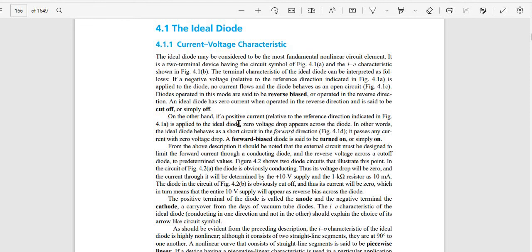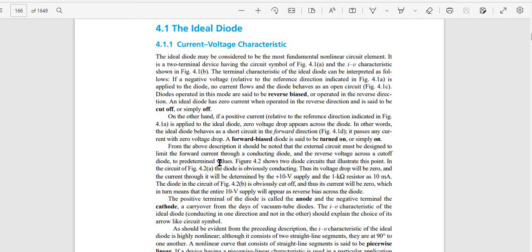On the other hand, if a positive current relative to the reference direction indicated in figure 4.1a is applied to the ideal diode, zero voltage drop appears across the diode. In other words, the ideal diode behaves as a short circuit in the forward direction. It passes any current with zero voltage drop. A forward biased diode is said to be turned on, or simply on.